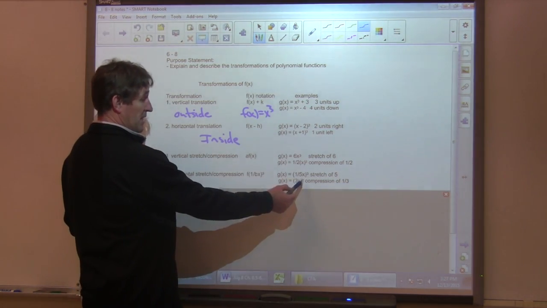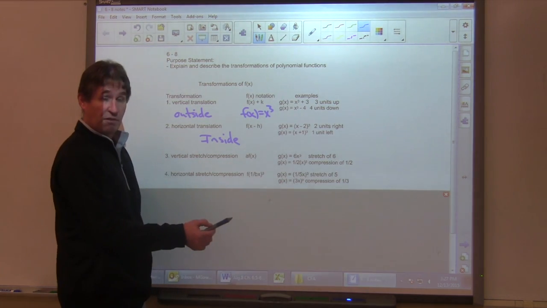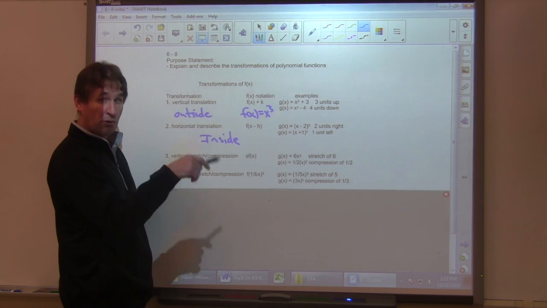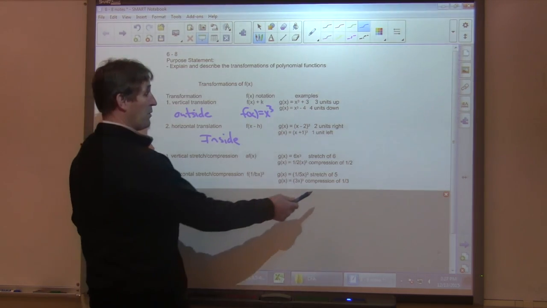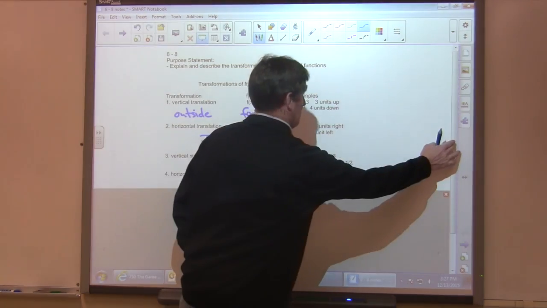If it says 3x to the cube, again, it's inside, so it's horizontal. We take the inverse of 3. Since it's multiplied, the multiplicative inverse, or reciprocal, would be 1/3. And since it's less than 1, that would be a compression.